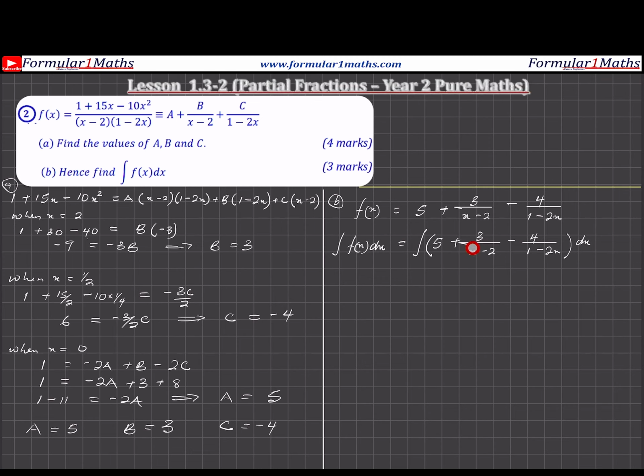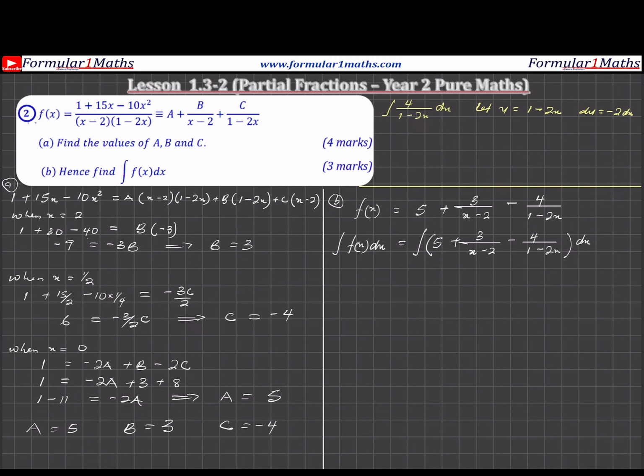Now, this can be integrated easily, and so is this one, but I'll take time to explain how this can be integrated using substitution, and then we'll come back to do this. So for this one, I've got the integral of 4 over 1 minus 2x dx. So I'll say let u equal 1 minus 2x, and that means du is equal to minus 2 dx. I can now make dx the subject by saying minus half du is equal to dx.